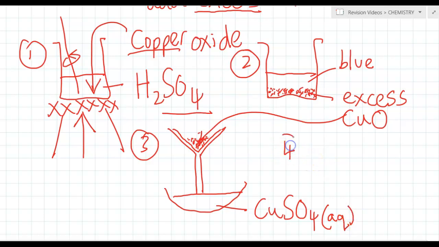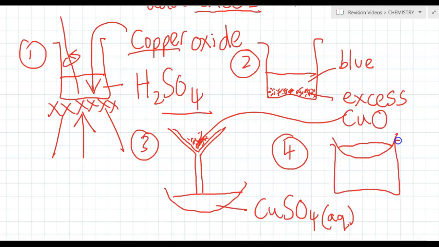So finally, if I want some dry crystals of the copper sulfate, I'm going to carefully evaporate the water by sitting my evaporating basin on top of a beaker which is being heated, so that we can gently warm up the copper sulfate solution and are left with crystals at the end.